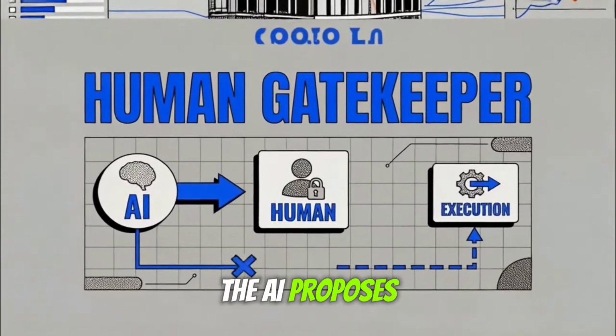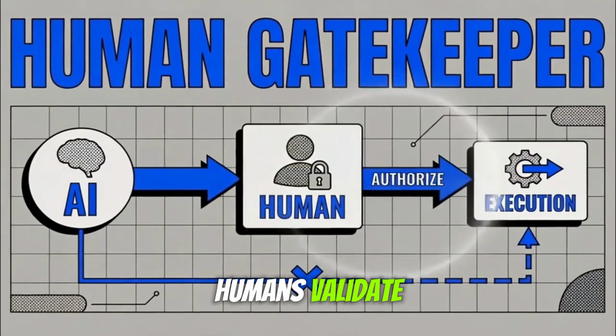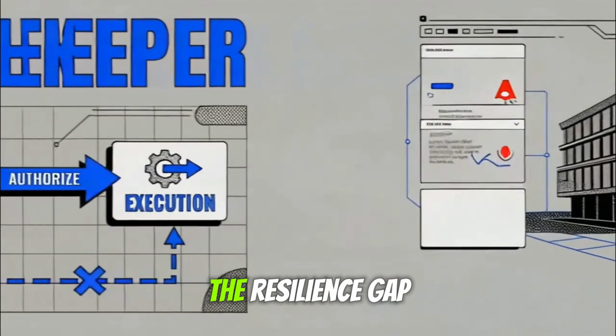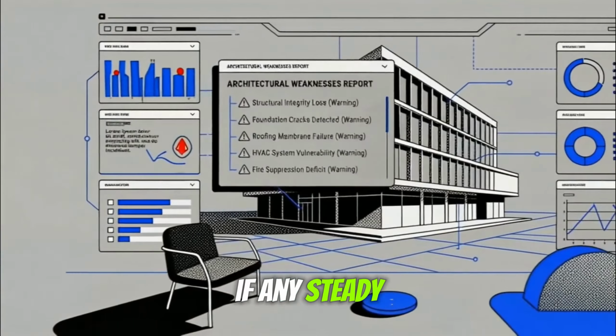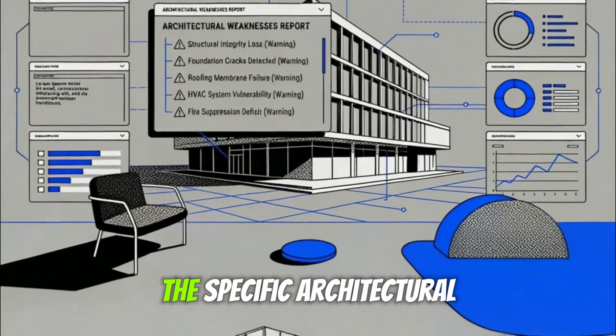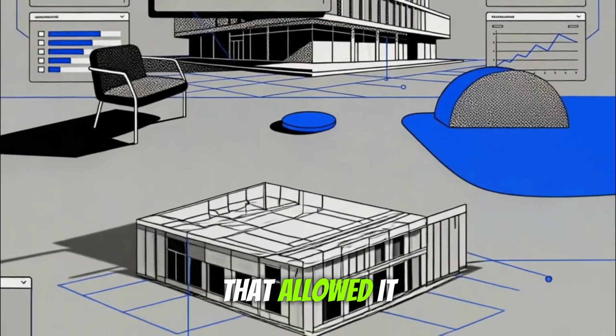The AI proposes. Humans validate. Autonomous execution happens only after approval. The third is the resilience gap report. If any steady-state hypothesis was violated during the experiment, the engine identifies the specific architectural weaknesses that allowed it.